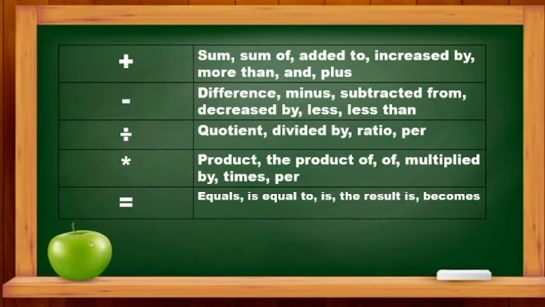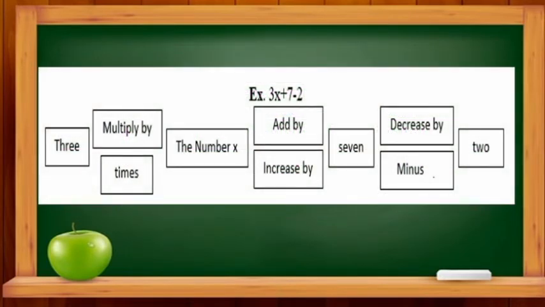Like for example, 7 plus 5. You can't translate it as 7 sum of 5. Instead, say the sum of 7 and 5. See? It is more appropriate to hear and to see. I have here an example model of translation of the expression 3x plus 7 minus 2. First, 3 multiplied by or times the number x added by or increased by 7 decreased by or minus 2. You can use other translations here as long as they are appropriate and correct, because you can translate this differently.